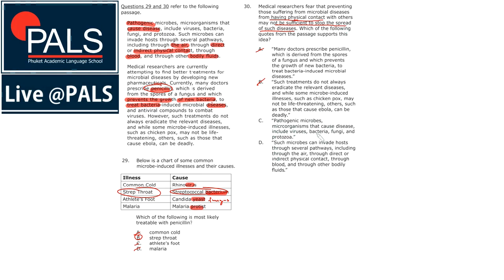Pathogenic microbes can cause diseases. Nope. Such microbes can invade hosts through several pathways. Now, this is what our question is about. So, how can diseases spread? Not only by physical contact, but as well through the air, through indirect contact, through blood, through other bodily fluids. So, mainly through the air, indirect contact. This is why it's not enough to stop people from having direct contact only.